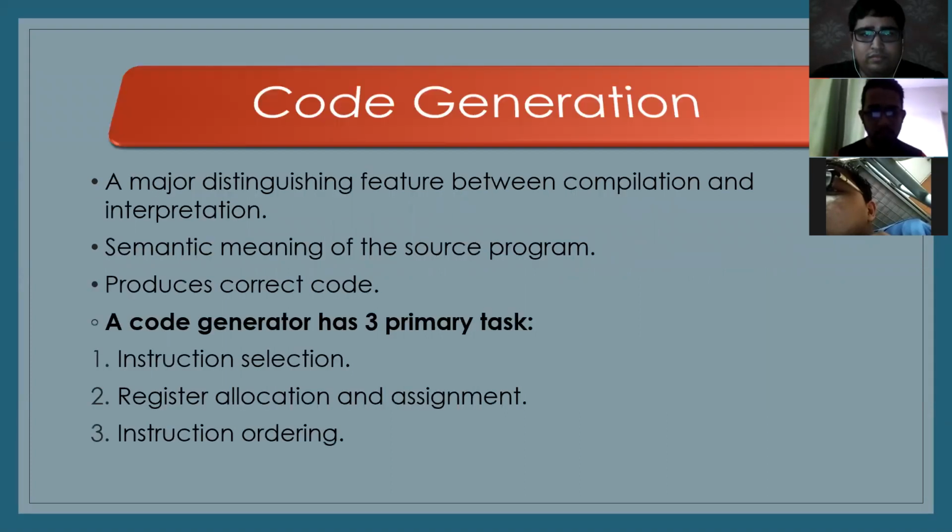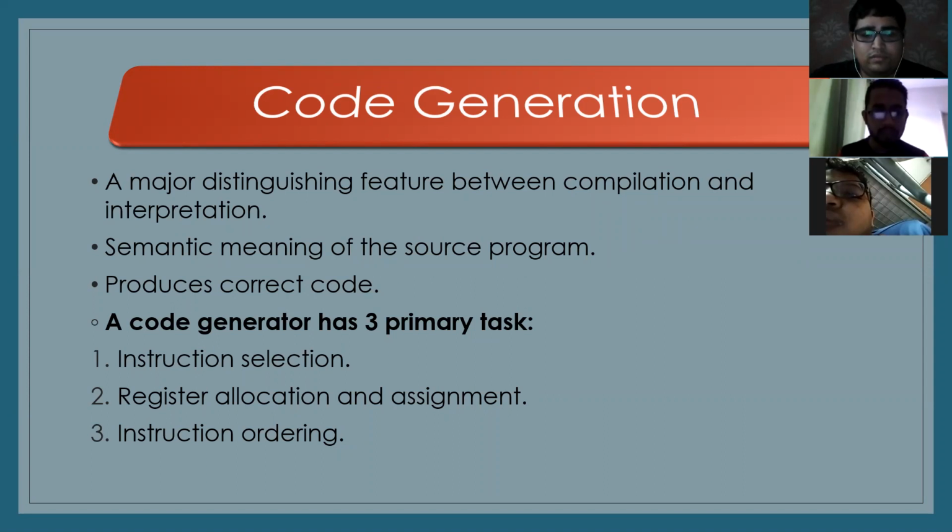Okay, next slide. So the next topic is code generation. Code generation is a major distinguishing feature between compilation and interpretation. The target program must preserve the semantic meaning of the source program and be high quality. It must make effective use of the available resources of the target machine and it also must run efficiently. Code generation has three primary tasks. First one is instruction selection. Second one is register allocation and assignment. And the last one is instruction ordering.